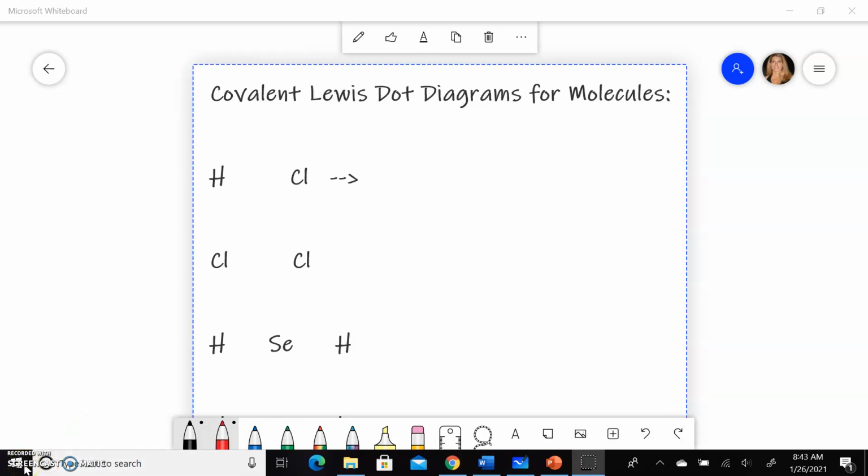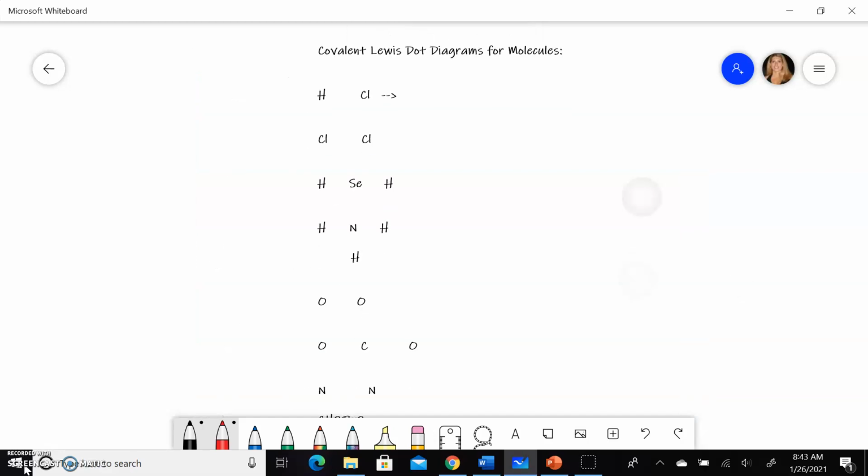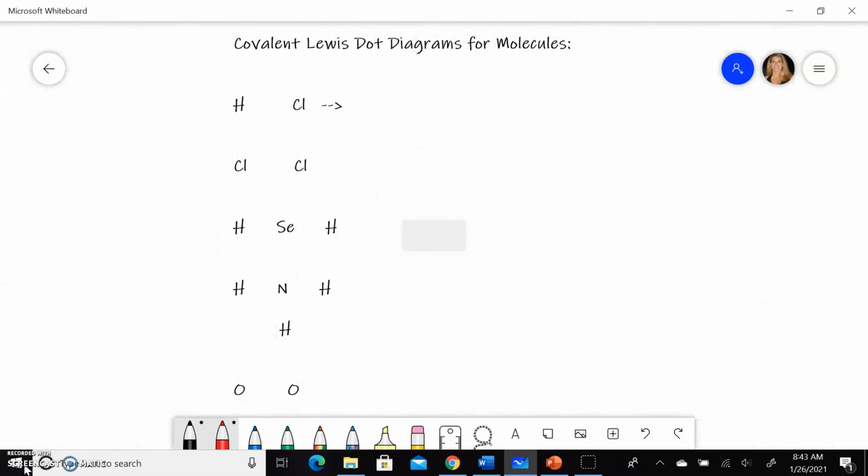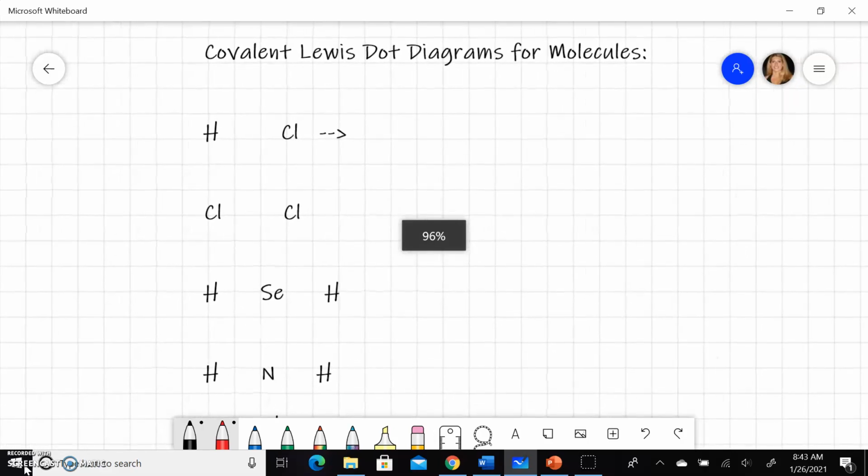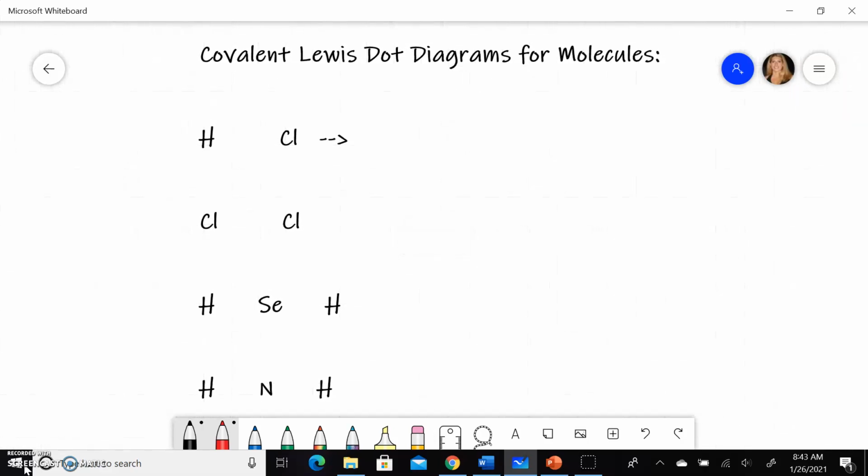This video is going to show you how to do the dot diagram for covalently bonded molecules, which are going to be different from the ionic ones that we did in the last video, because in this case they're going to be sharing electrons instead of transferring them. So the first thing you want to do is to draw the dots, the valence electrons for each element.